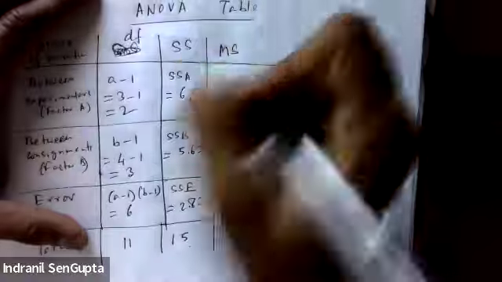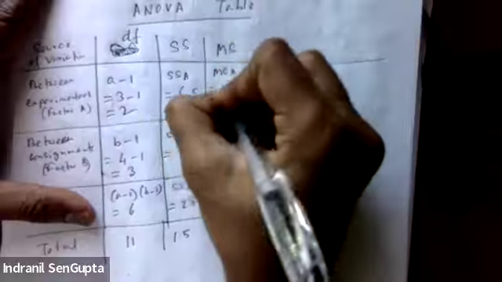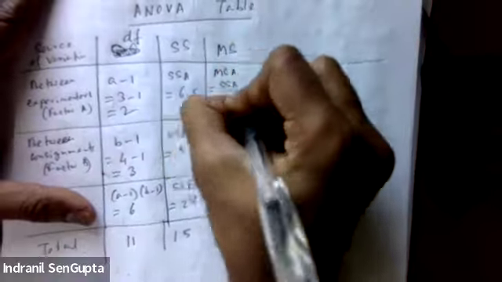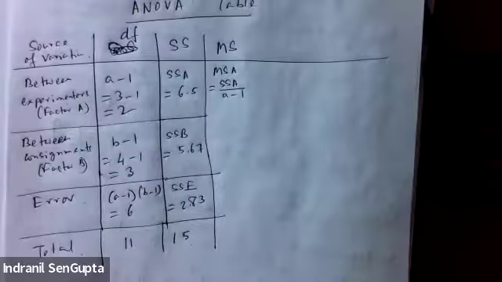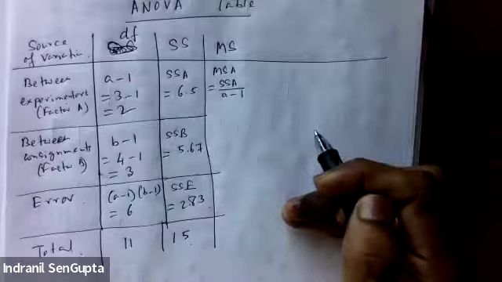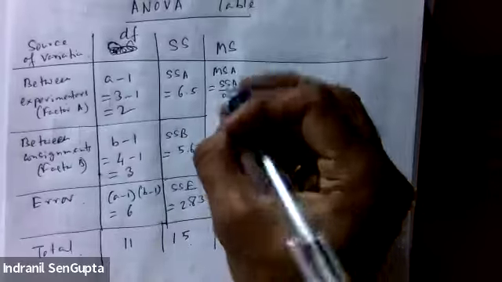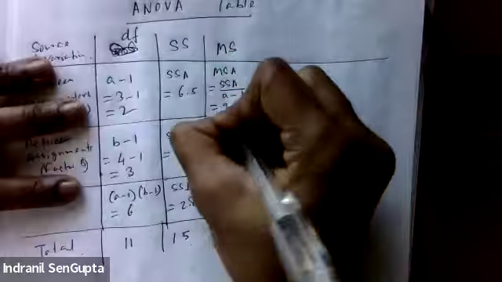Now we'll write the mean squares. MSA, which is really SSA over A minus 1, as I have written at the very beginning. When you compute this, it's basically this number over 2, so it's 3.25.